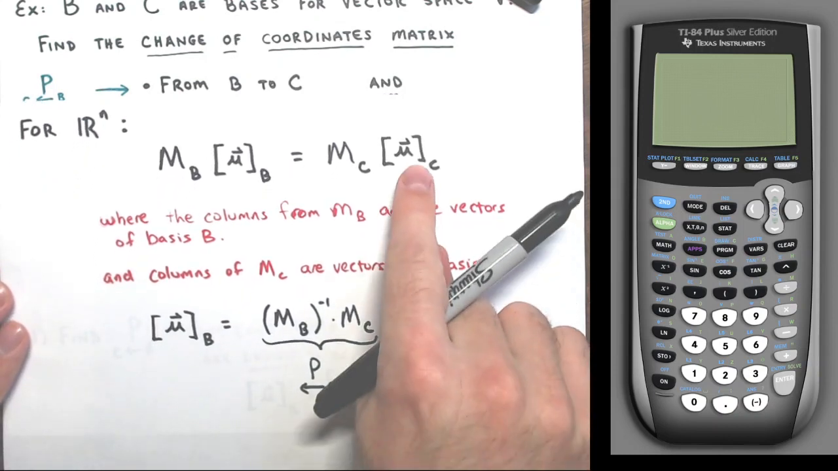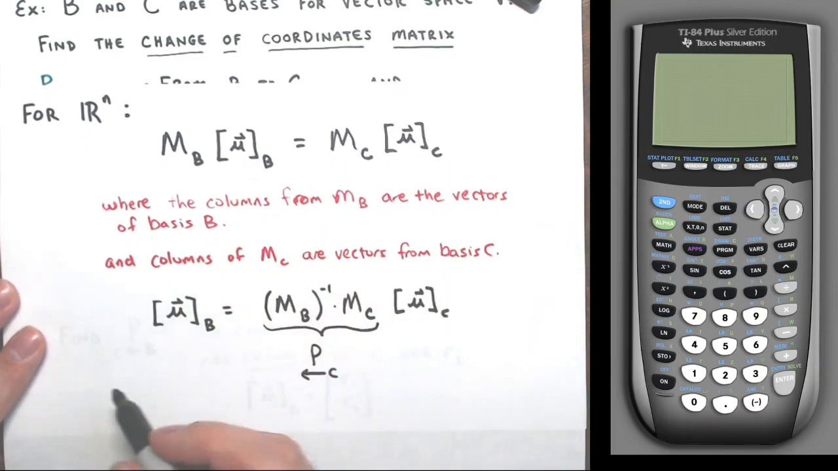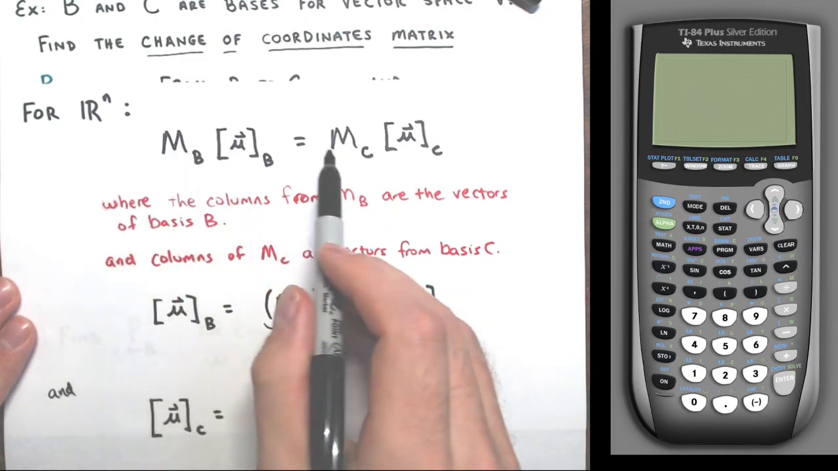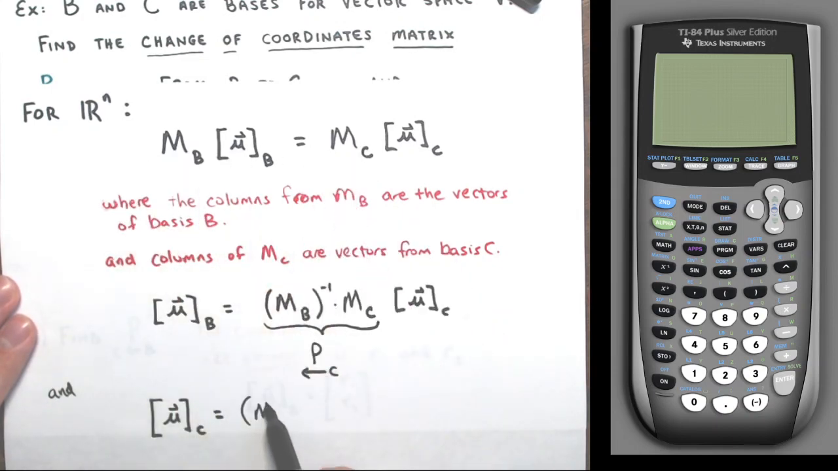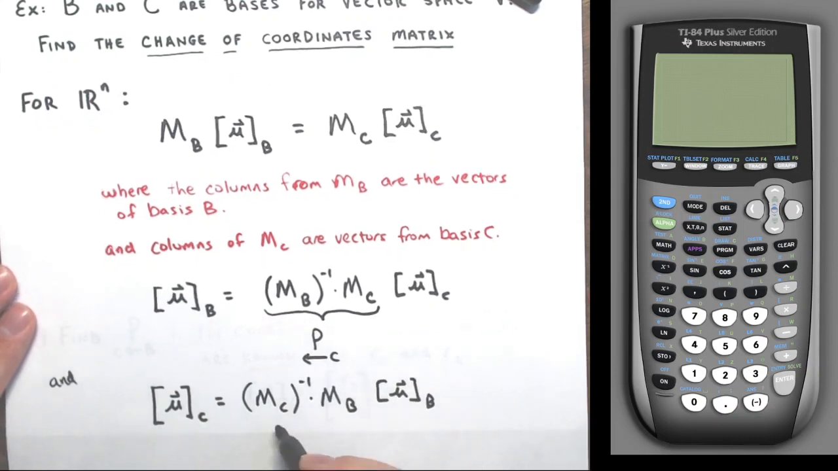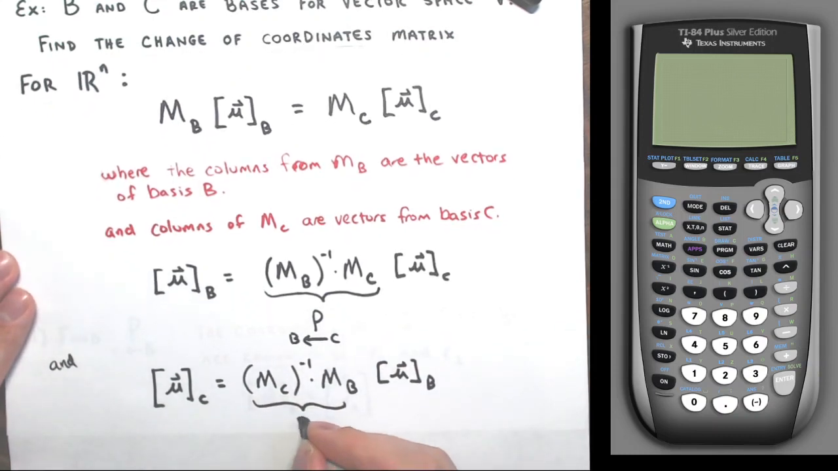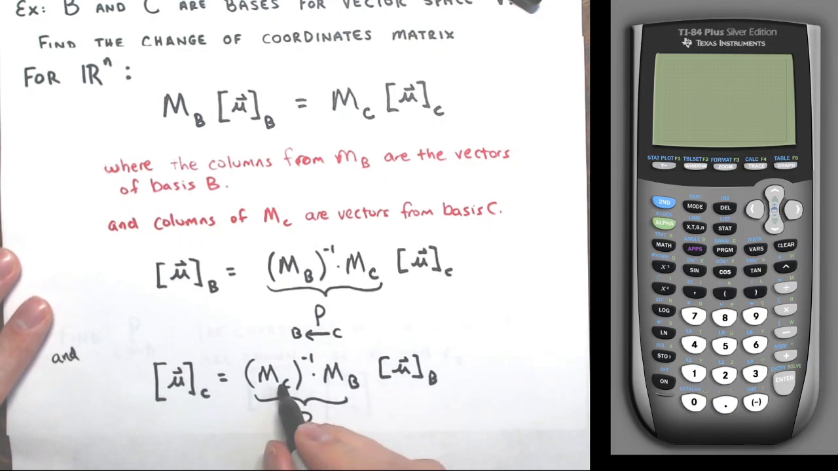And then the other way around, if I knew the coordinates of B and wanted to solve for the coordinates of C, I would multiply on the left side by the inverse of MC. So the inverse of MC times MB times those coordinates with respect to B. And this one, that's C to B, sorry. And then this would be the change of coordinates matrix, this MC inverse times MB, from B to C.